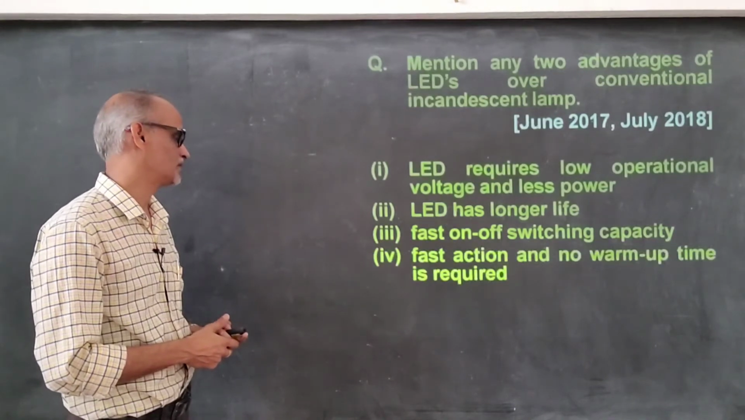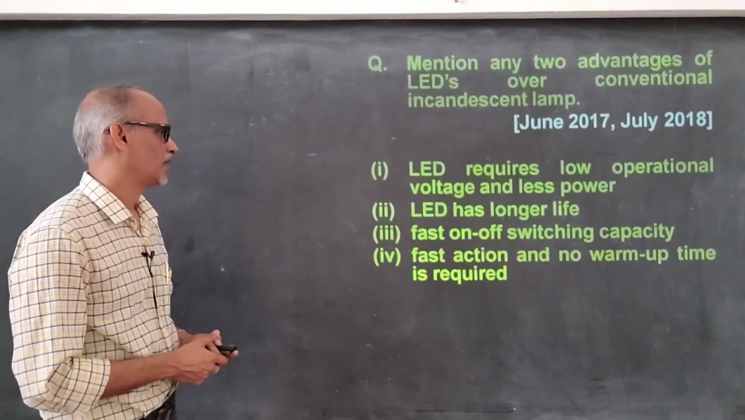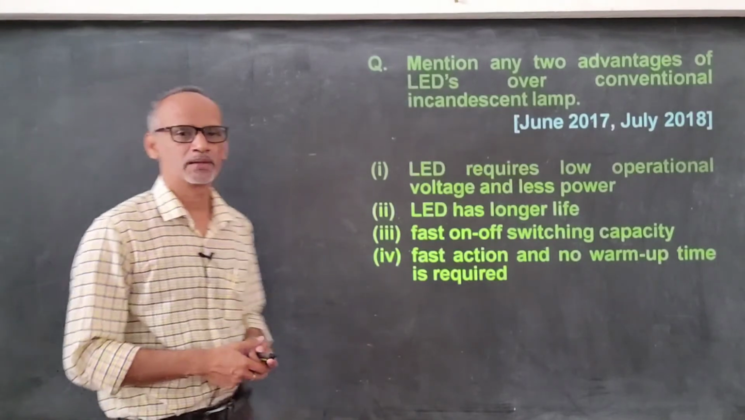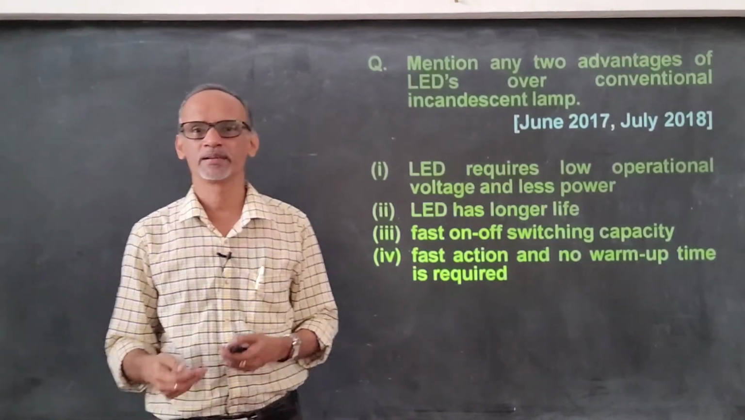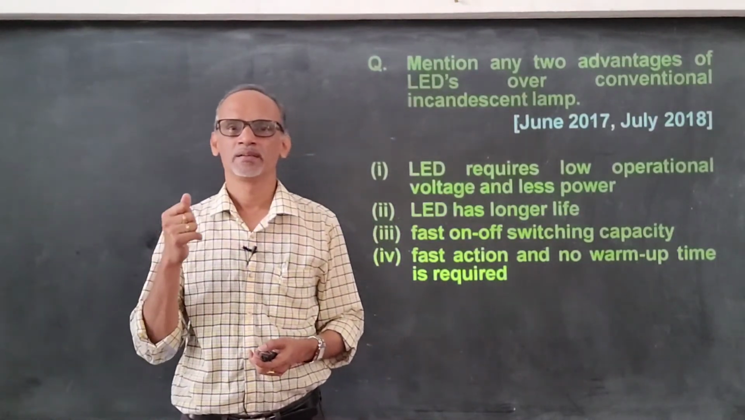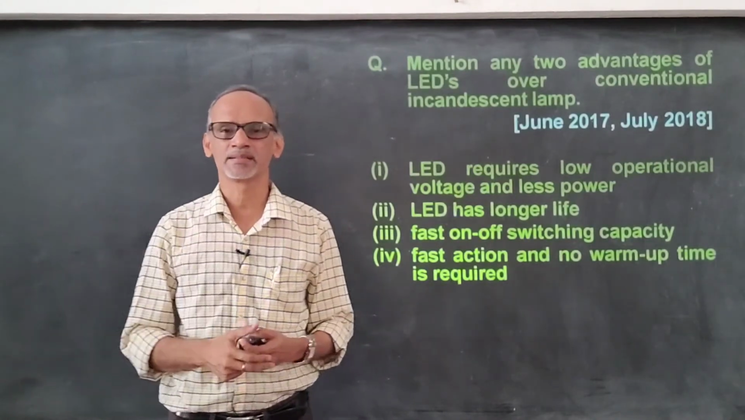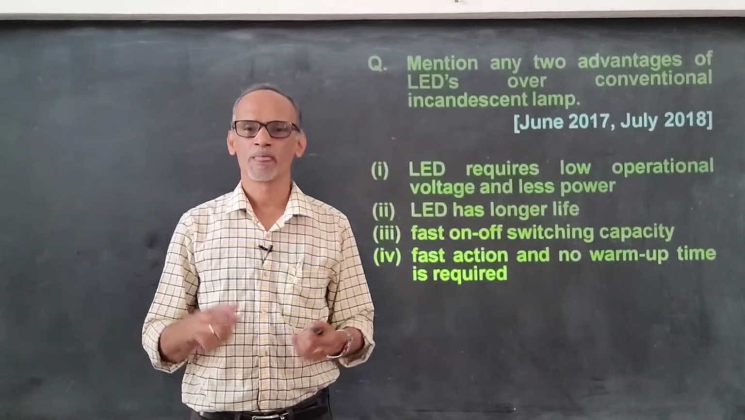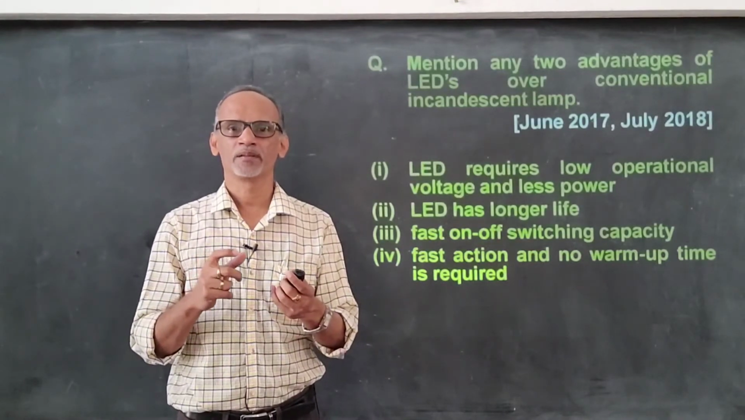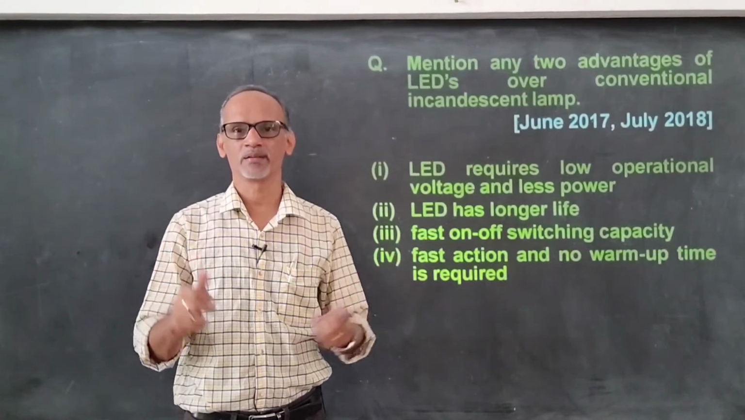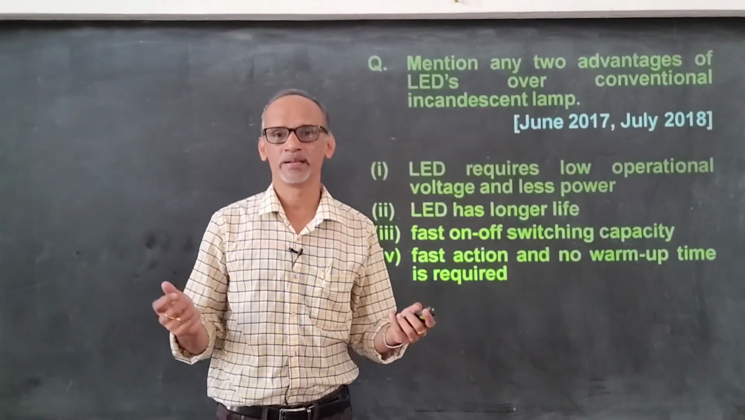So that's the advantage. And then fast action and no warm up time is required. As I've mentioned, a tube light requires certain warm up time, so it will not glow immediately. It takes a certain time to glow. I'm talking about the tube light where we use a choke, and not the LED tube lights. Okay.